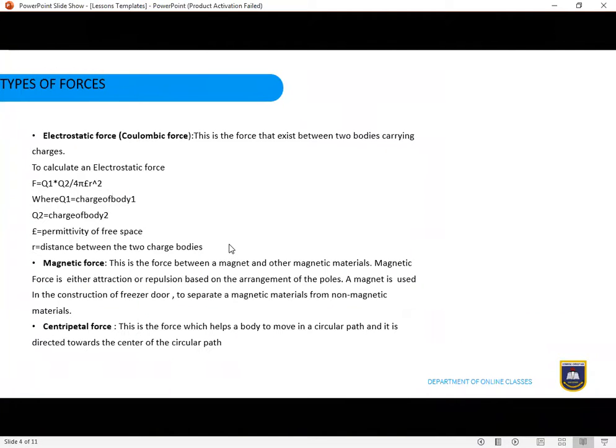Okay, the first force over there is the electrostatic force. Hope you all can hear me. Please unmute.